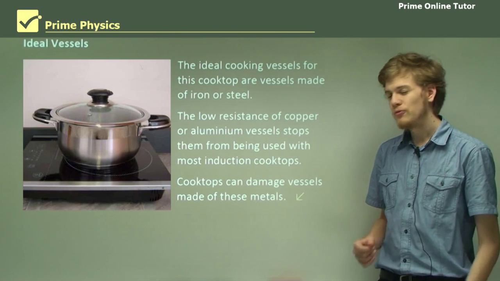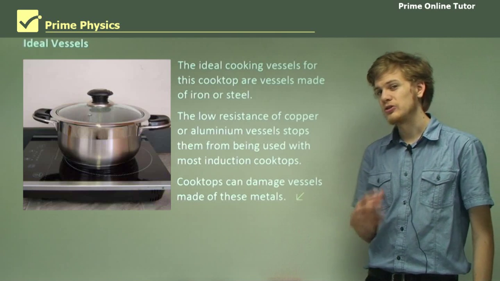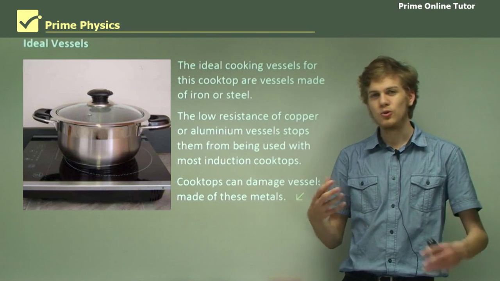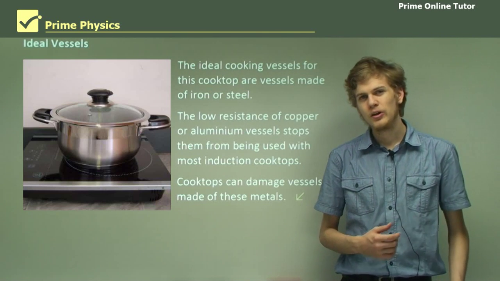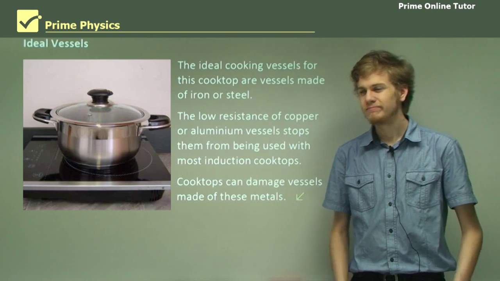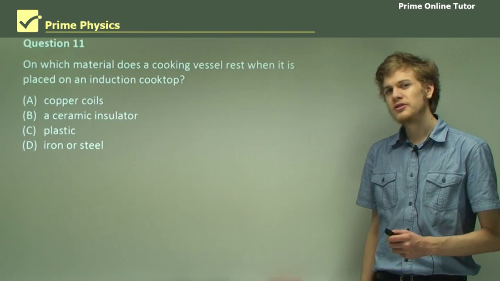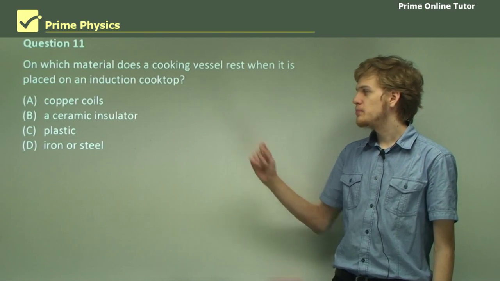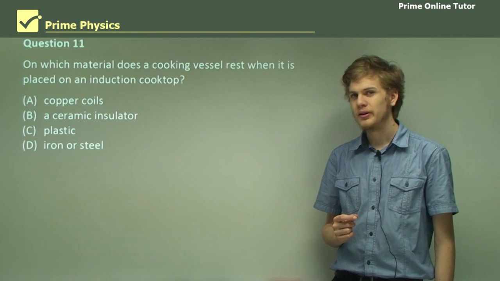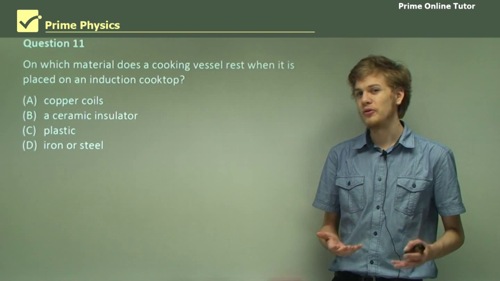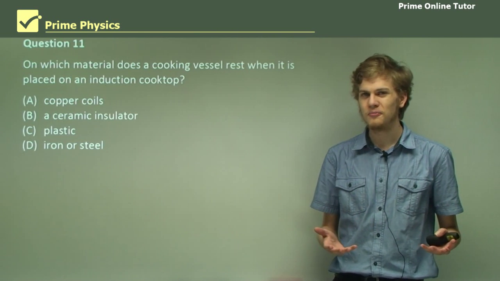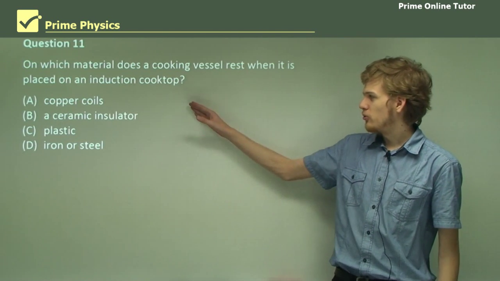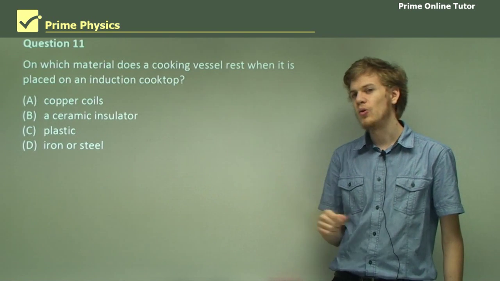All right, so now that we've finished the theory of induction cooktops, which cook food through eddy currents, we can go on to some questions. Question 11. On which material does a cooking vessel rest when it is placed on an induction cooktop? That is, what is the top of a cooktop made of? Is it copper coils, a ceramic insulator, plastic, or iron or steel?